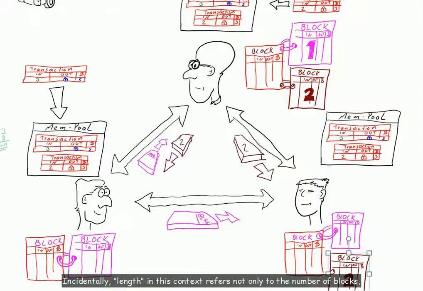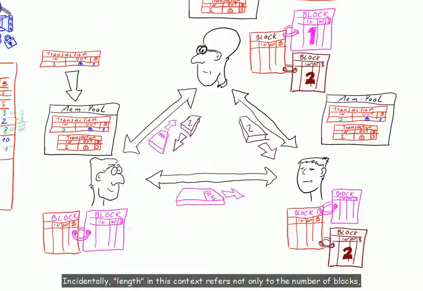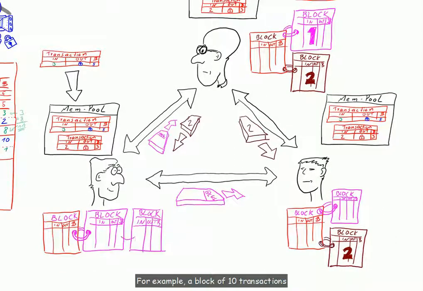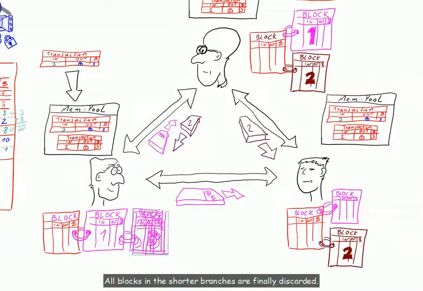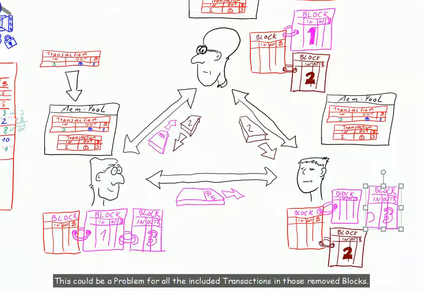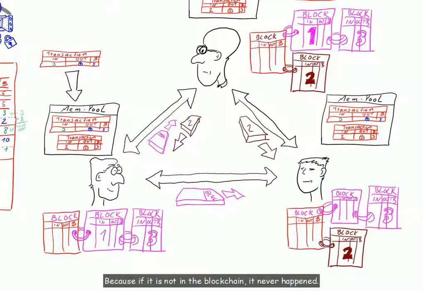Incidentally, length in this context refers not only to the number of blocks, but also to their content, or how much work was put into creating the block. For example, the block of 10 transactions is likely to be longer than 2 blocks of 4 transactions each. All blocks in the shorter branches are finally discarded. This could be a problem for all the included transactions in those removed blocks, because if it is not in the blockchain, it never happened.